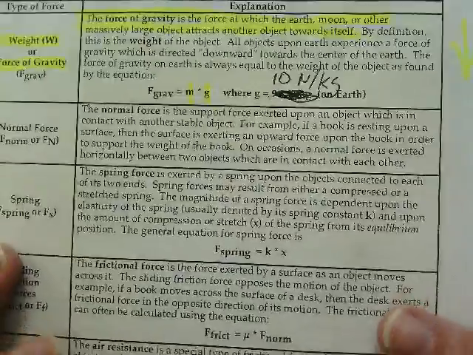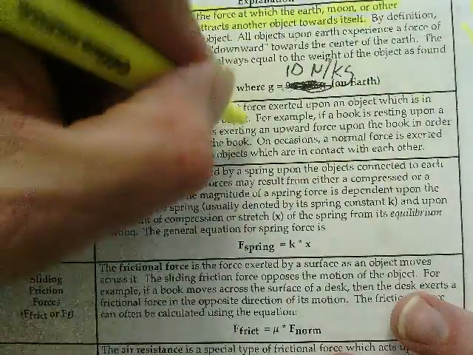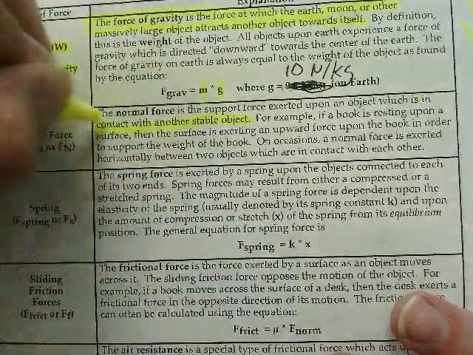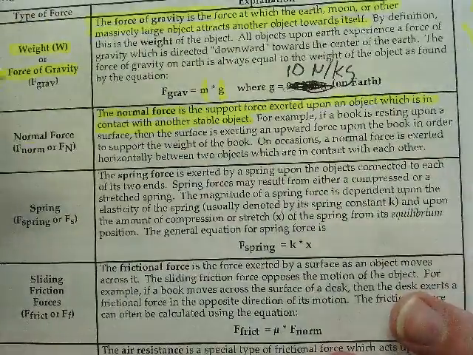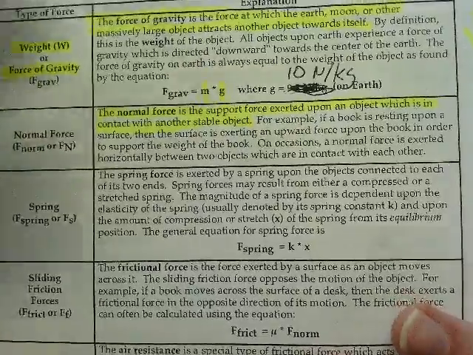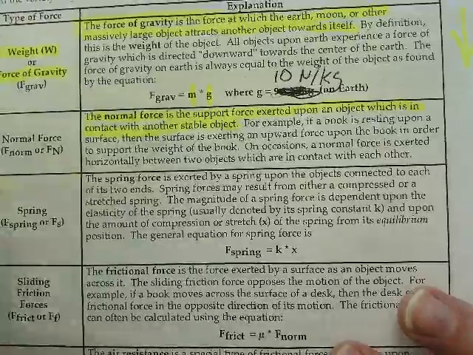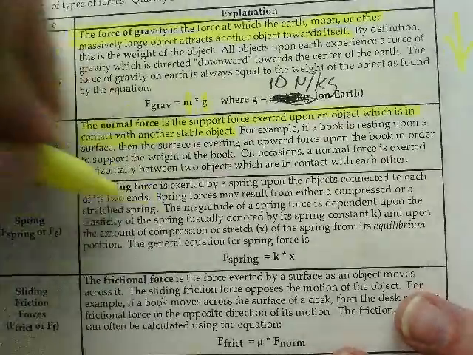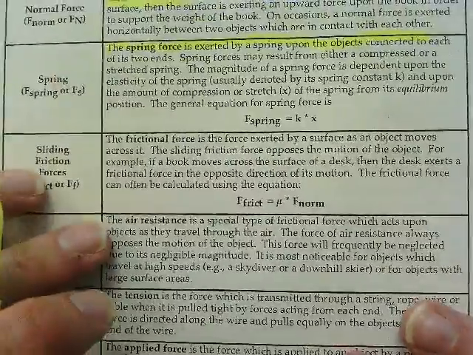All right, next type of force is normal force. Normal force is when a force acts upon an object that it is touching. So it actually has to be sitting on something or touching something to have normal force. All right, spring force is easy. It's the force exerted by a spring, and there's the equation for it.